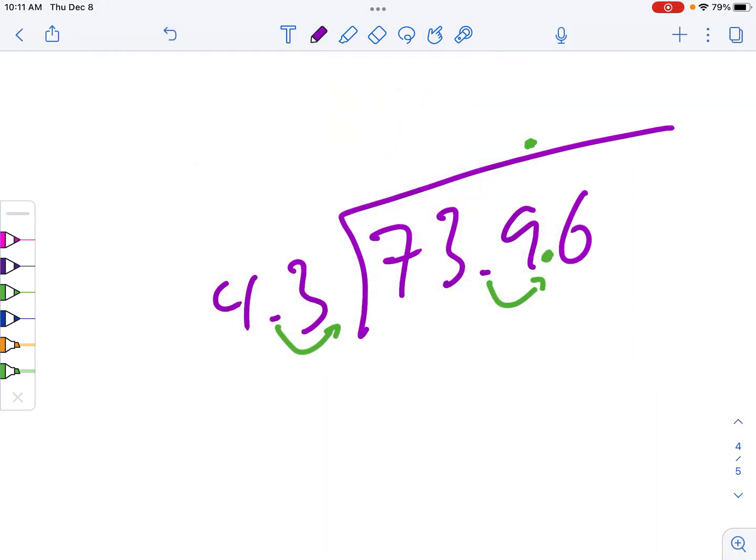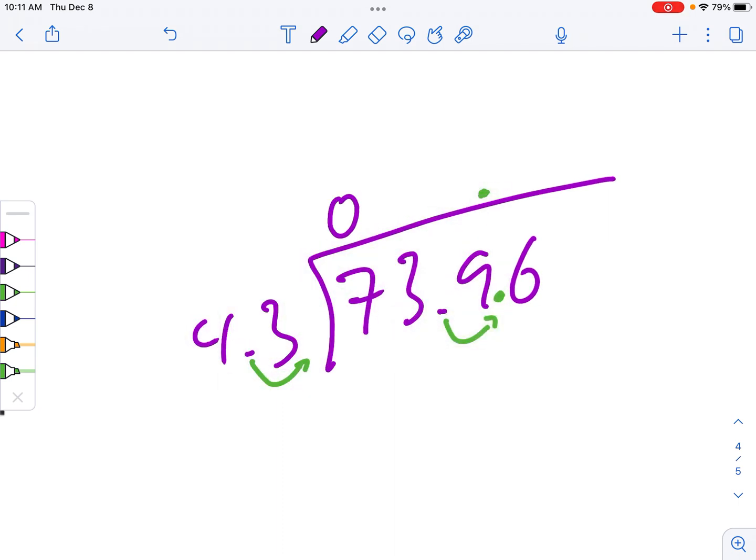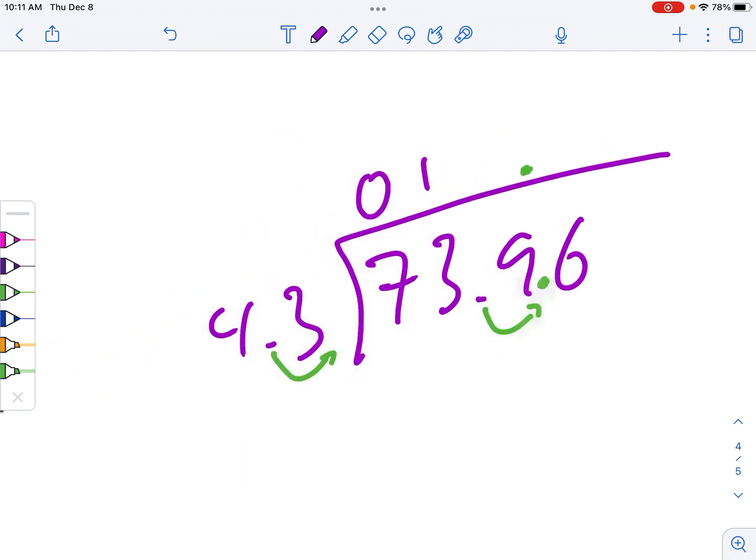We just clear the decimal so we can solve it a little easier. 43 goes into 73 1 time with 30 left over. So let me change the color so we can see it. So 309. 43 goes into 309 a bunch of times, like 7 times. I did this math earlier just so I can keep track of it. So it goes into it 7 times. 43 times 7.